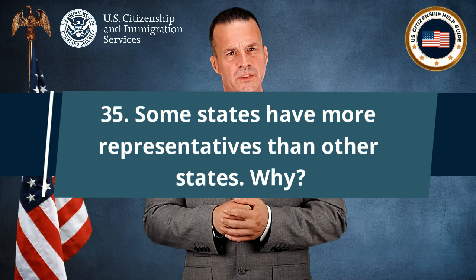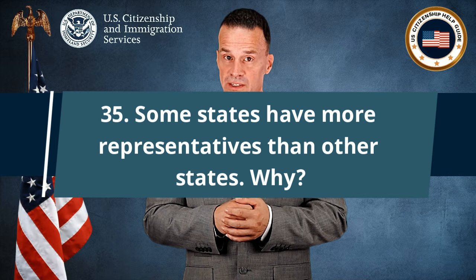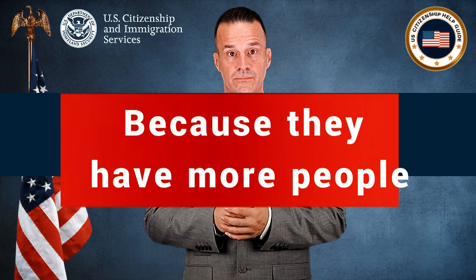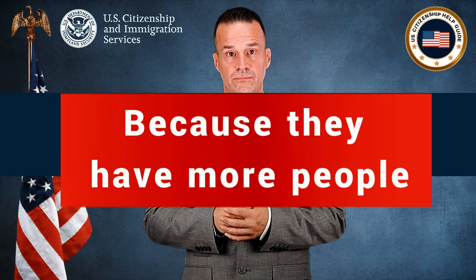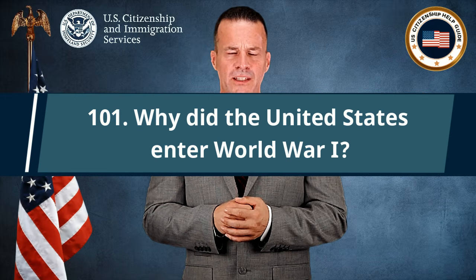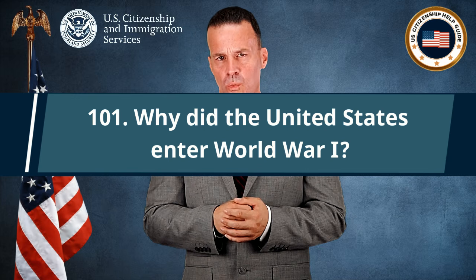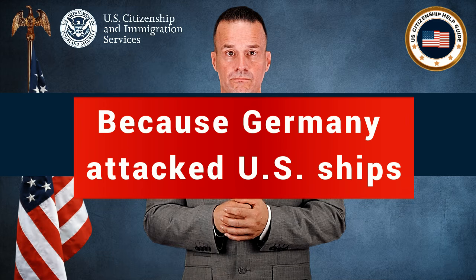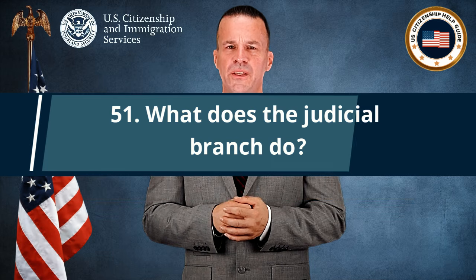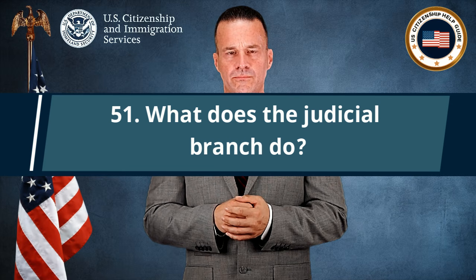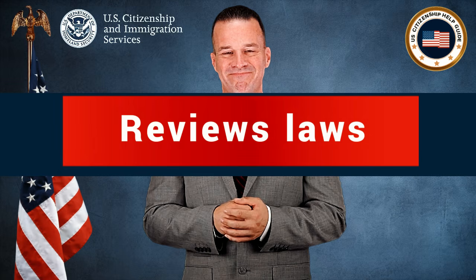35. Some states have more representatives than other states. Why? Because they have more people. 101. Why did the United States enter World War I? Because Germany attacked U.S. civilian ships. 51. What does the judicial branch do? Reviews laws.